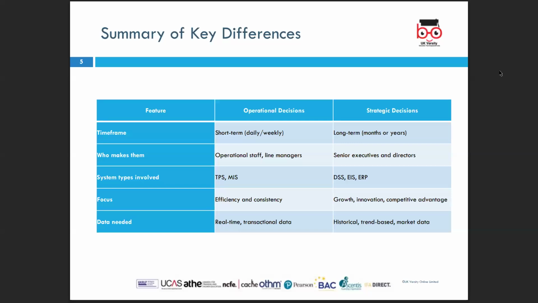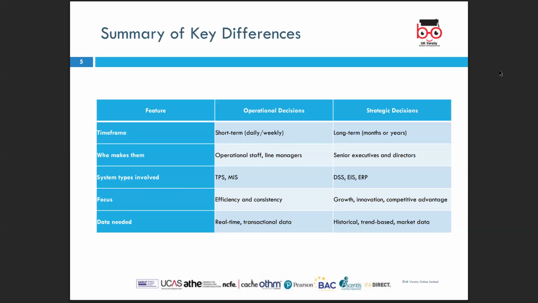So here we have an example of a comparison between operational decisions and strategic decisions, where we looked into time frame. We know operational focuses mainly on the short term, while strategic decisions focus more on the long term. We looked into who is responsible for these decisions. When it comes to operational, we're looking into staff and line managers, while strategic comes from our senior executives and board of directors.